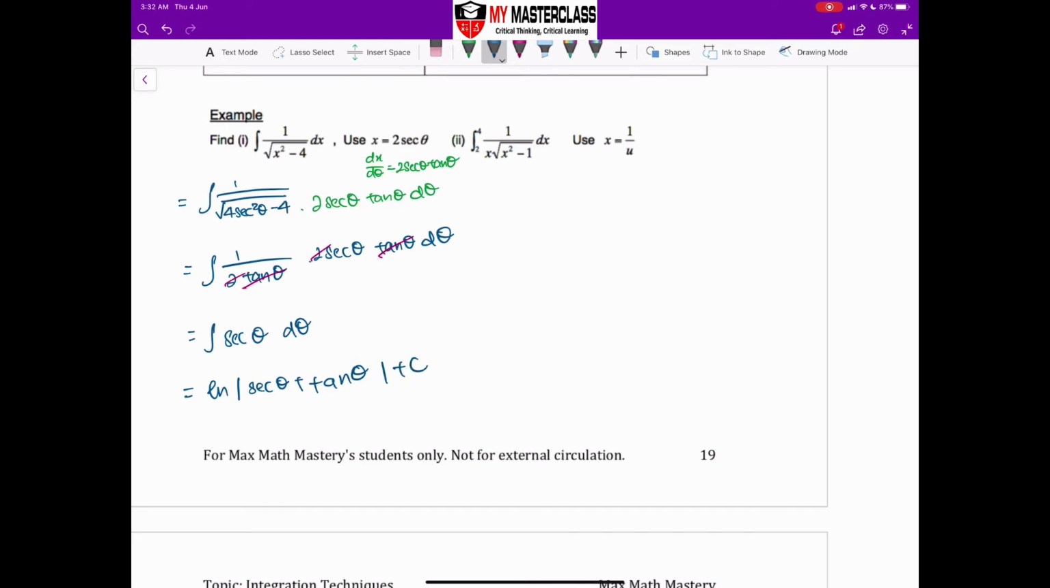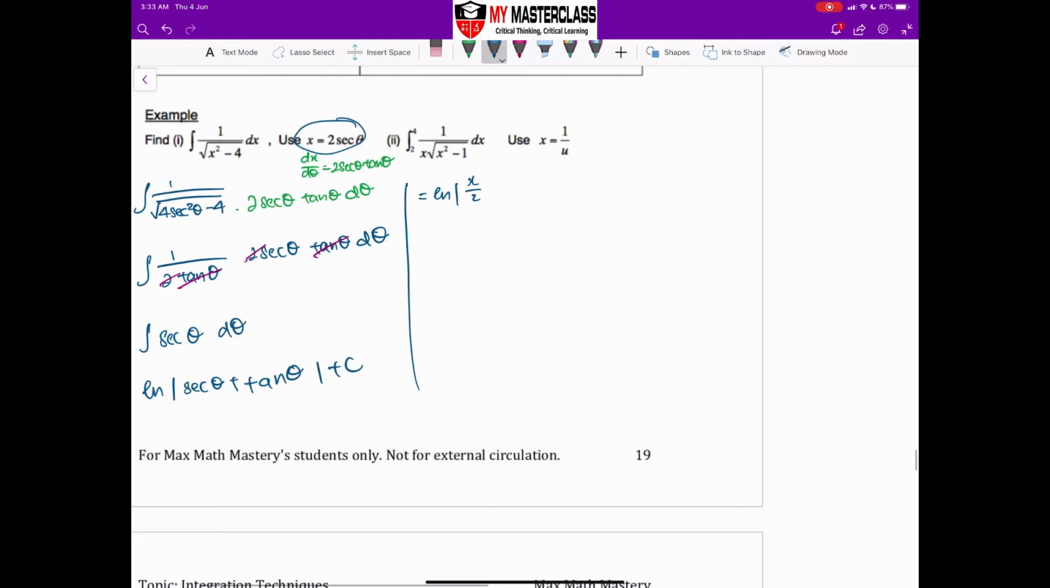Okay, is this the final answer? Unfortunately, no. We have to convert because the question is solving for in terms of x. My answer is in terms of theta, so I need to convert back to in terms of x as well. So how do I do that? x equals 2 secant theta. So secant theta essentially is equal to x over 2. For tangent theta it is slightly more tricky, so follow me here.